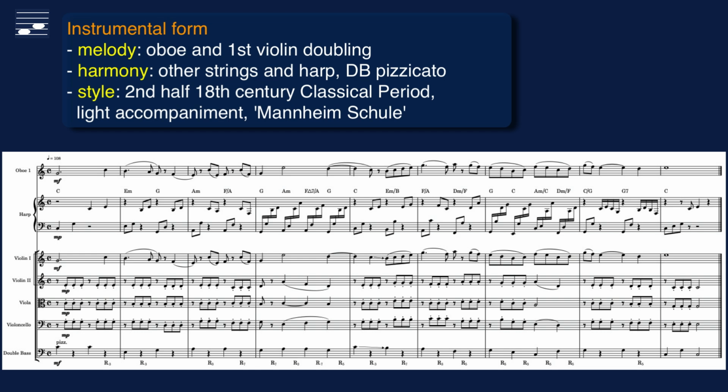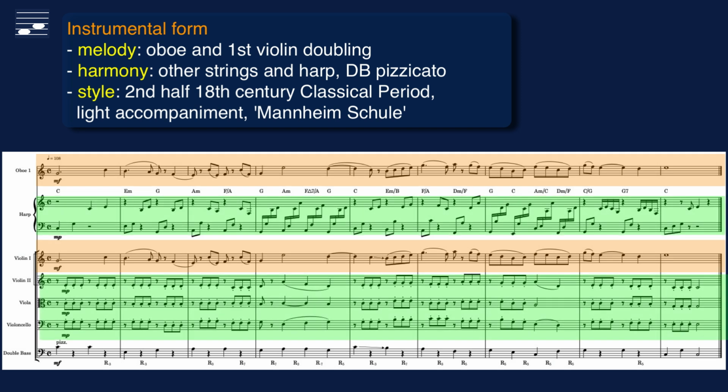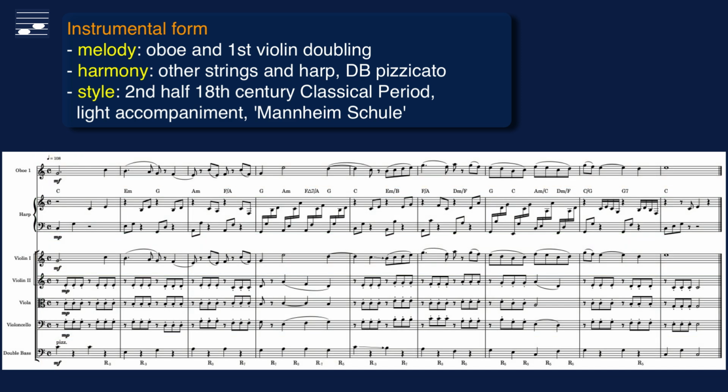That was a long story behind a fairly simple and traditional diatonic harmonization. I then decided on a light texture instrumental form, with melody in oboe and first violins. The 4-part harmony is distributed over the harp and other string groups, with pizzicato playing double basses. The musical idiom is second half 18th century, the classical period.